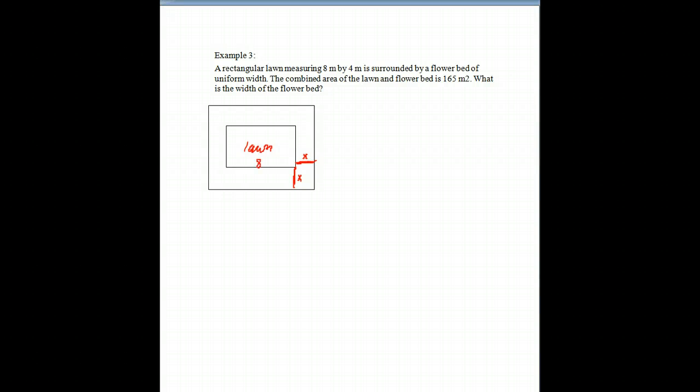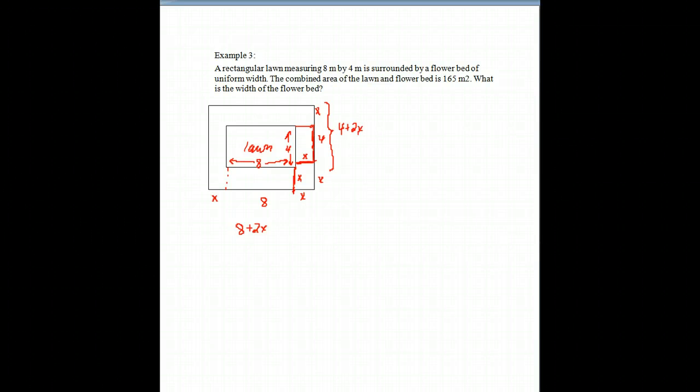And our lawn is 8 by 4 meters. So it's 8 meters from side to side and 4 meters across here. So we just extend those measurements down here. You have 8, x here, and x on that side. So the total length of the area is 8 plus these two x's. And here you have 4 meters there, and you get an x there and an x here. So in total you have 4 plus 2x.